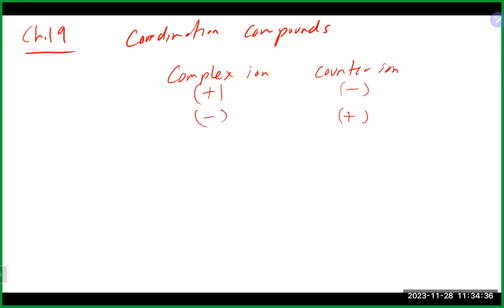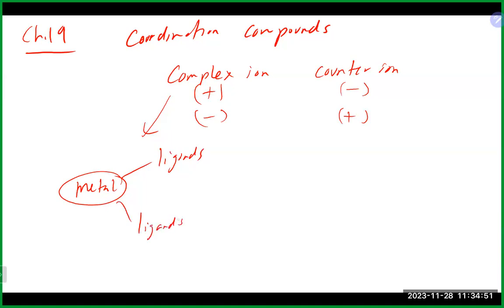And what a complex ion basically is, we have a metal, a lot of times a transition metal or a metal with a good positive sort of charge, and we have a number of ligands that are attached to it. And remember that ligands are Lewis bases, and those are things that will donate a pair of electrons.